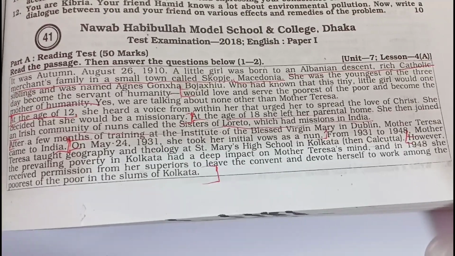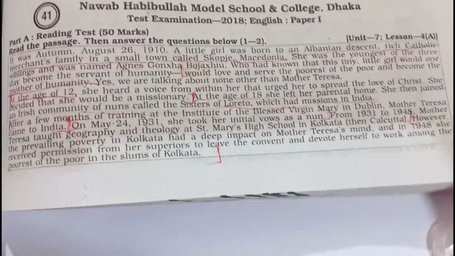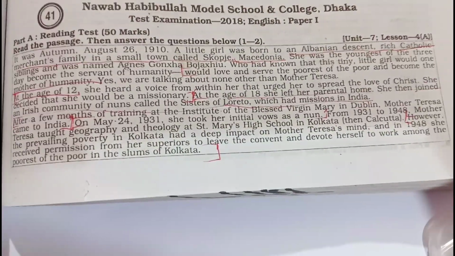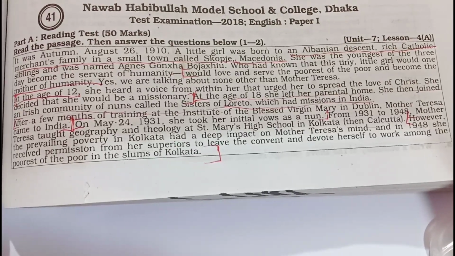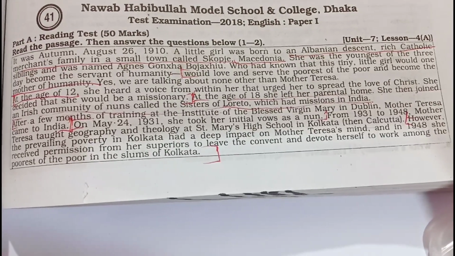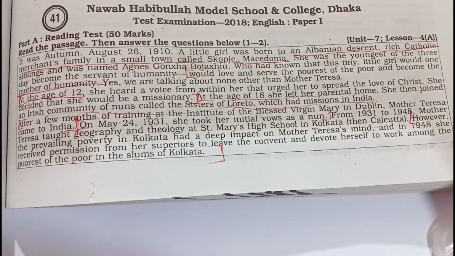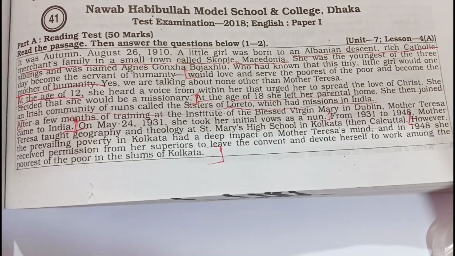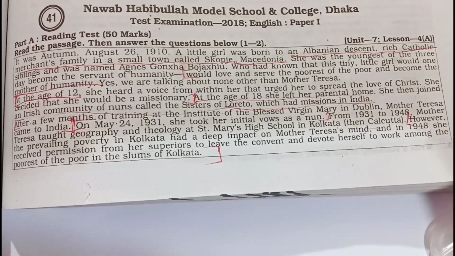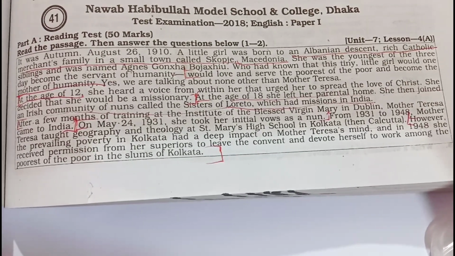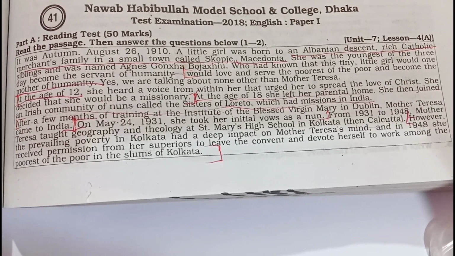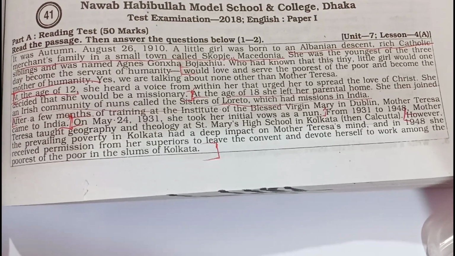Well, if we talk about it, Mother Teresa was born in Skopje, Macedonia on 26 August 1910. From an early age she was different from other children. Hearing a voice from within her, she decided to be a missionary and reached Calcutta after taking her initial vows as a nun. And you can write the important line as I told you earlier.